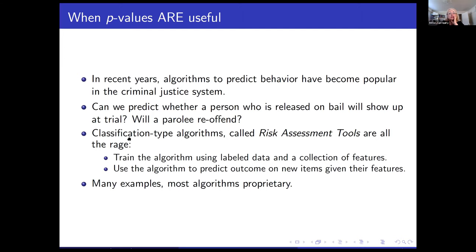The way these algorithms work is you have a large number of individuals for whom you know the values of features, and features include age and sex and ethnicity and a bunch of other things. Are they employed or not employed? They have gone through the criminal justice system, and some of them may have been released on bail, some granted parole, and you follow them for a few years and see how they behaved. The question is, can you train an algorithm to tell you whether individuals with certain characteristics are more likely to reoffend? There's a ton of different algorithms out there. Most of them are proprietary, so they're real black boxes. You don't know what they look at and what they do.